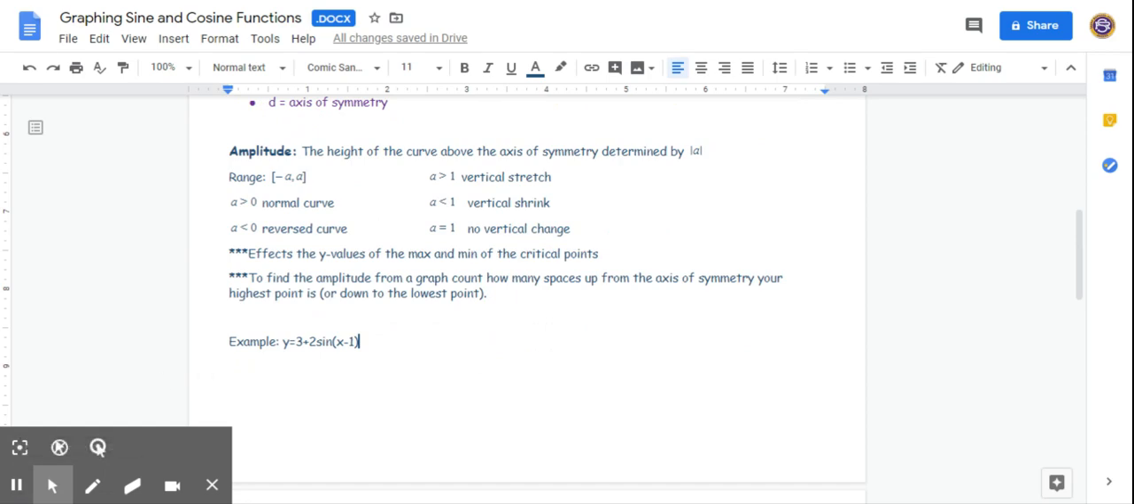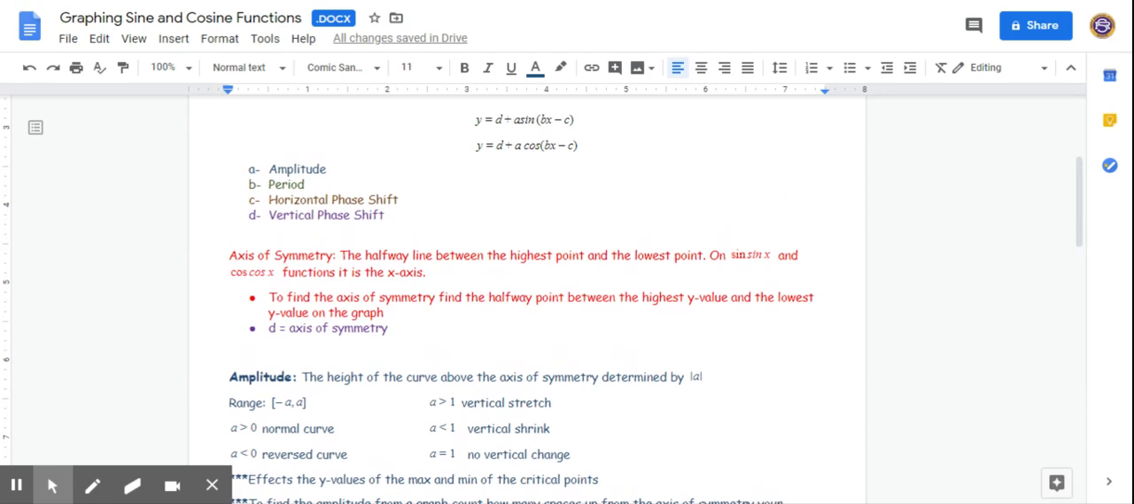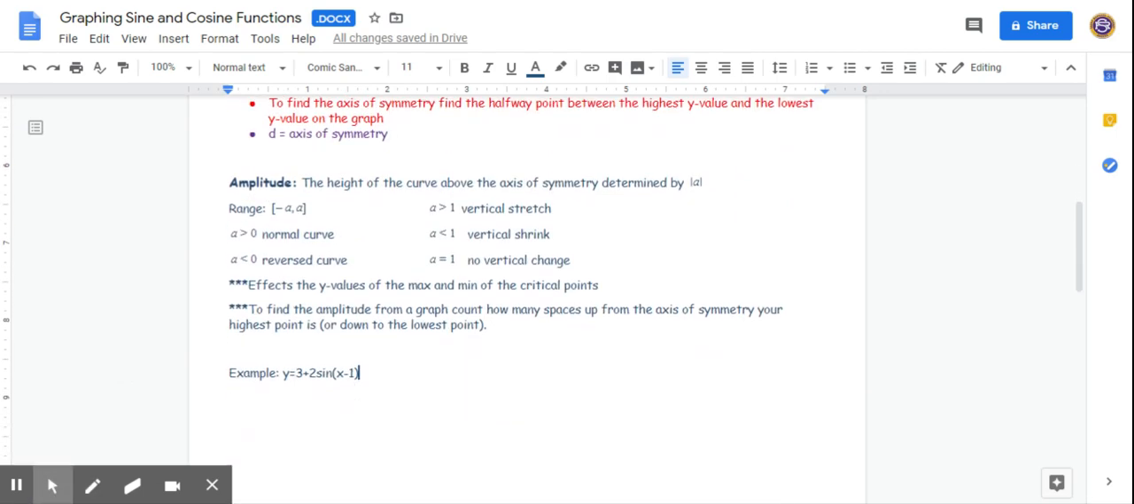As an example, if we take a look at this example here, if I asked you what is the amplitude of this graph, you would tell me 2, because the amplitude is always A, which is the number in front of sine or cosine. So in this example, since 2 is in front of sine, that would be my amplitude. If this was a negative, my amplitude is still 2, but it would be a reversed curve. So it'd be a reflection. So it would be flipping, and going the opposite direction.